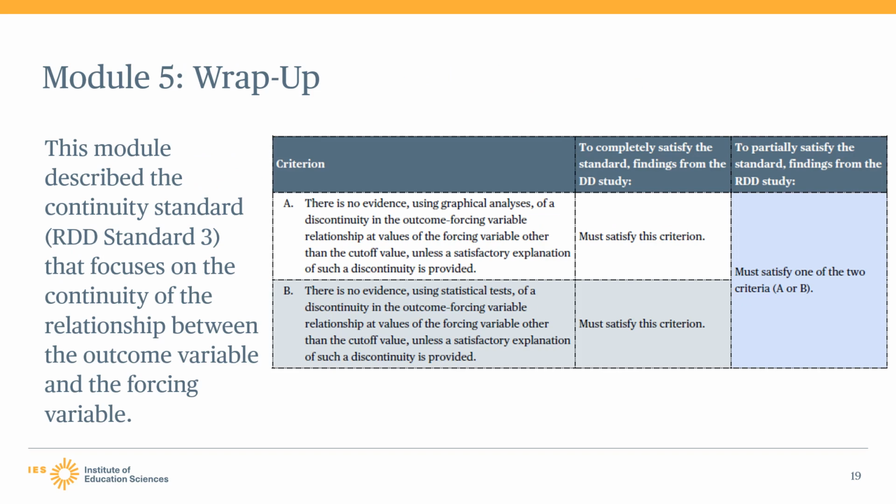Let's review what we discussed in this module. We described the two criteria used to assess the continuity standard. To completely satisfy the continuity standard, an RDD study finding must satisfy both criteria A and B, which require establishing graphical evidence of continuity and statistical evidence of continuity of the outcome forcing variable relationship. To partially satisfy the continuity standard, an RDD study finding must satisfy either criterion A or criterion B. Otherwise, an RDD study finding would not satisfy the continuity standard or RDD Standard 3.